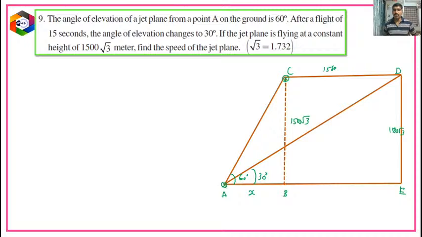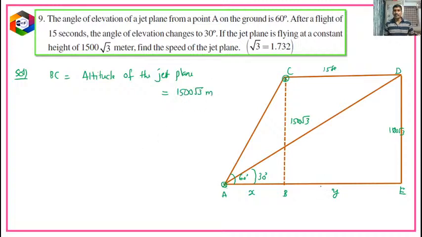So AB is equal to X and BE is equal to Y, let us assume. Here this is very, very important. BE only we need actually. Now let us write the information that is given. First, BC is the altitude of the jet plane, and at what height it is flying from the ground is equal to 1500 root 3 meters.